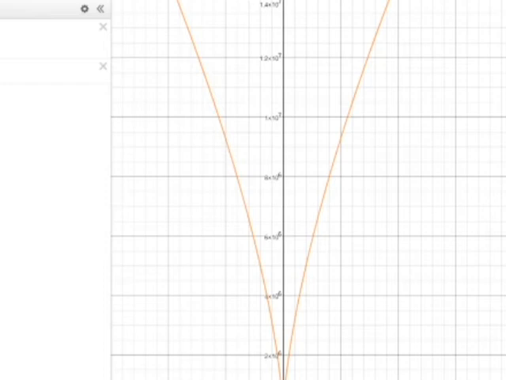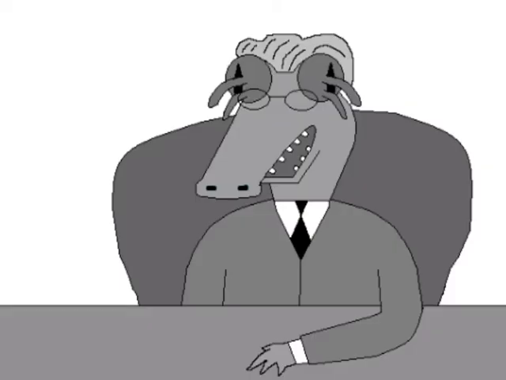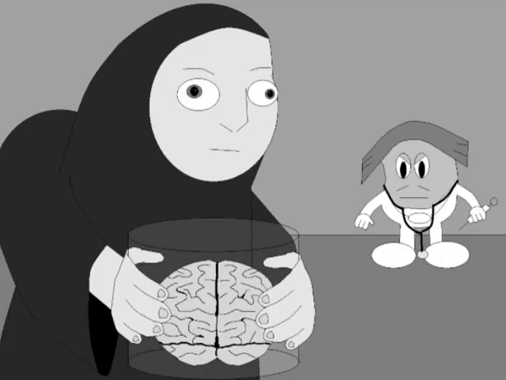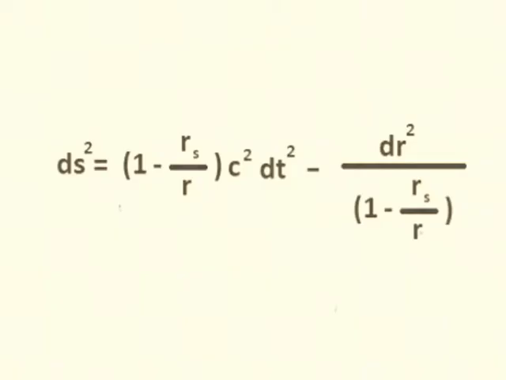Now, how can we draw a geodesic on a Schwarzschild metric and compare it to our graph here visually? Do we need a brain like Hans Delbrück to do so? Here's how we proceed. First, we take a look at the metric, which we'll take as a given. It's ds squared equals (1 minus rs over r) times c squared times dt squared minus dr squared over (1 minus rs over r).